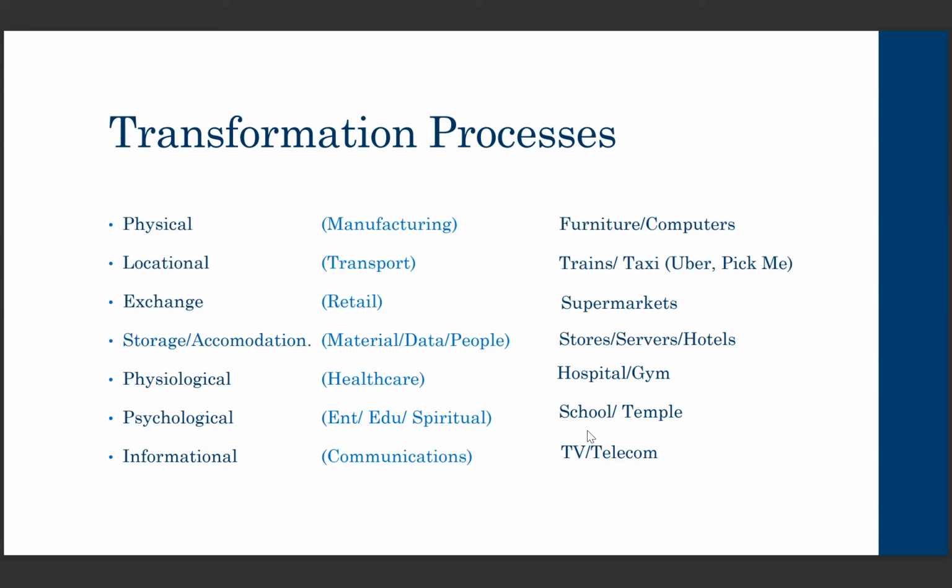Even if we take this example, physiological needs: we need entertainment, education, and spiritual. That's something we need, but it's not to get an end product. We need to go through some transformation process, combining capital, entrepreneurship, land, and labor, and then we give the output as a school or temple. That's what we call this transformation process.